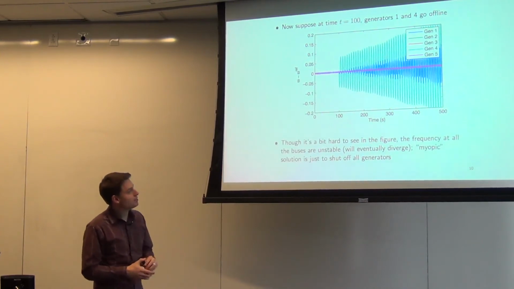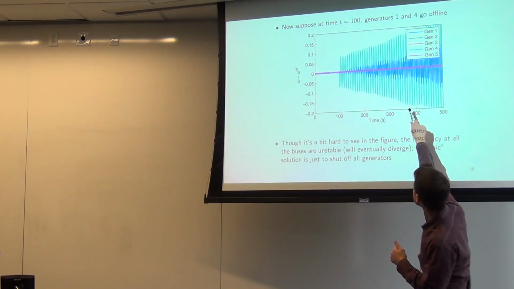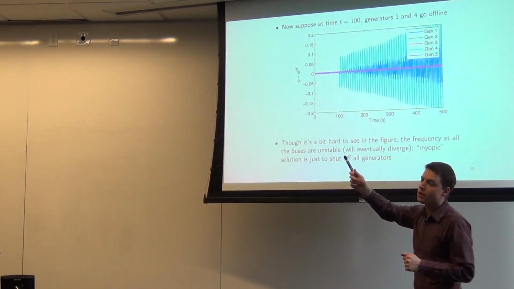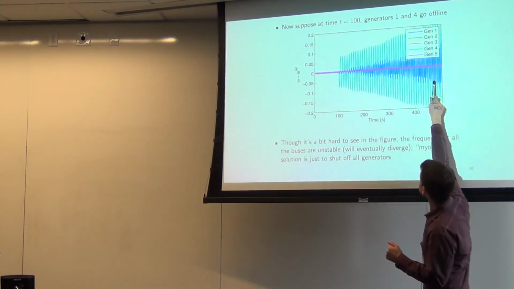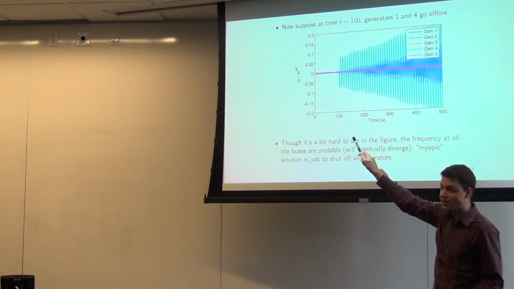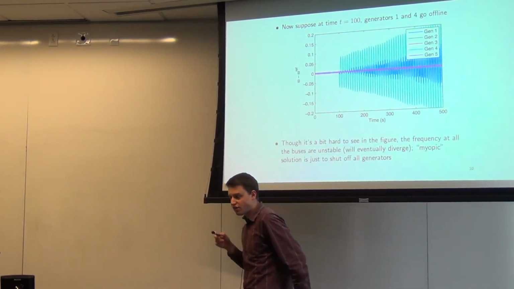And one thing that actually happens is it's obvious. The blue line here is generator 1, the cyan line is generator 4. Those are the two that go offline. But what you can actually see here is this green line, that's generator 2. That one is not down, and that frequency is also oscillating. So it actually turns out that it's not just unstable.